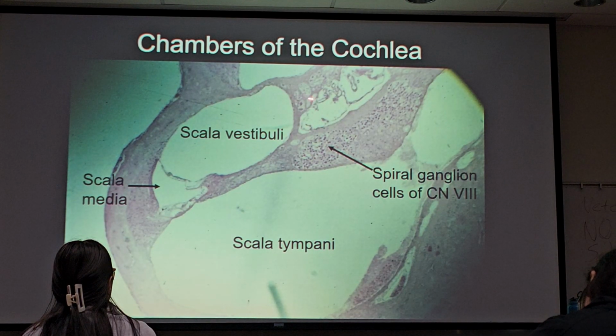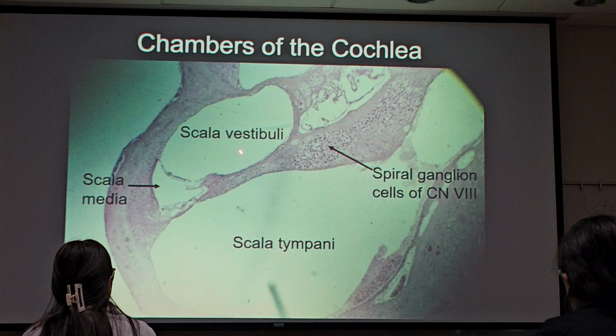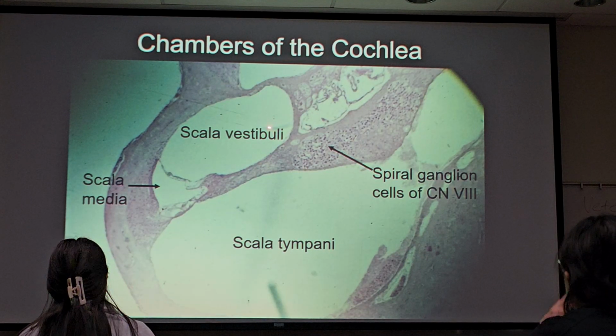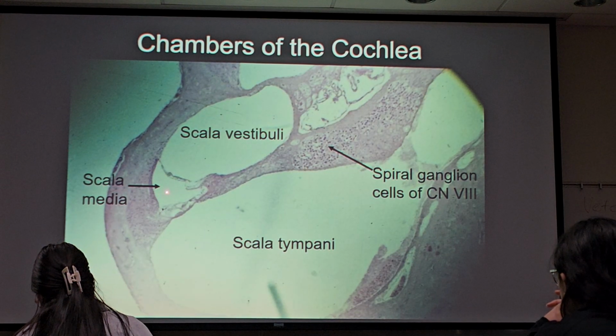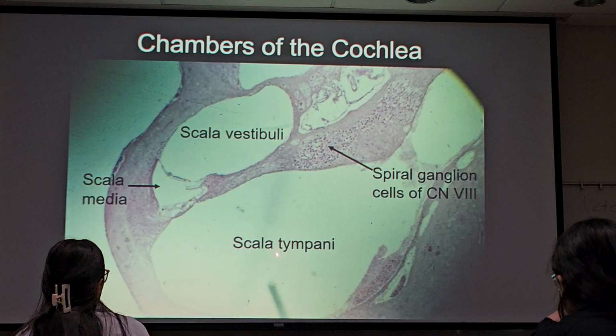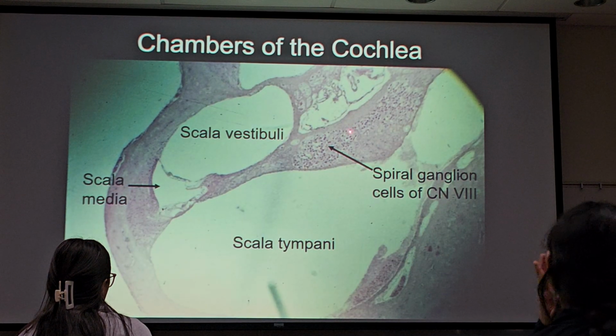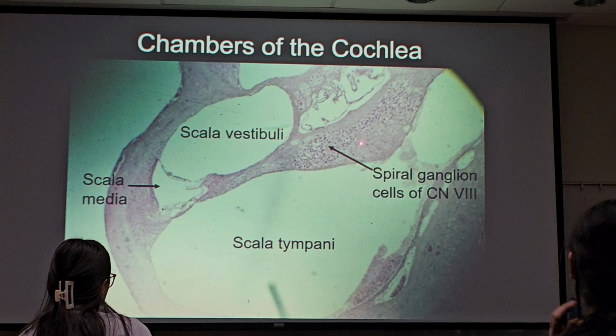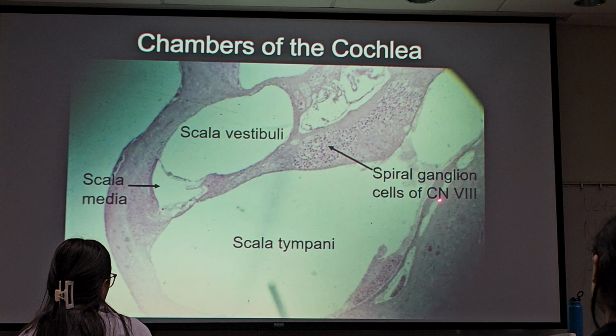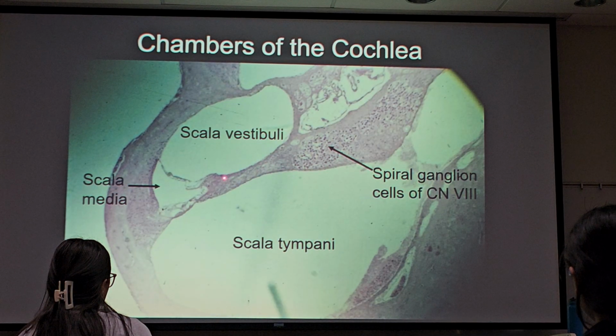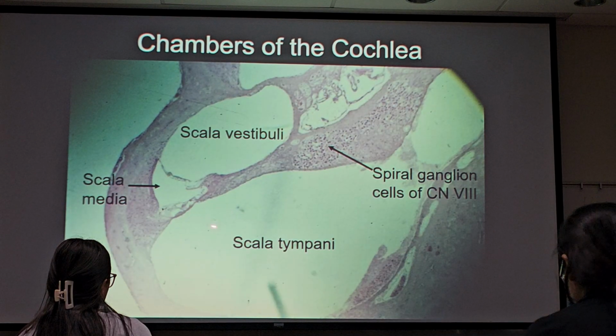Let's make our way around. There is scala vestibuli, scala media, scala tympani. A ganglion. Okay, so that is a group of neuronal cell bodies in the peripheral nervous system for cranial nerve 8. So they have fibers that are reaching over to the organ of Corti.